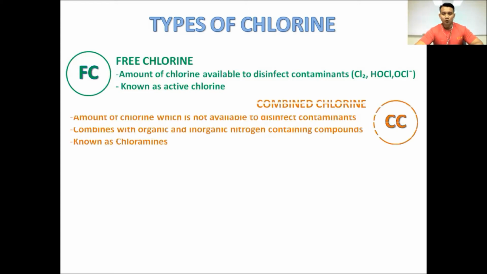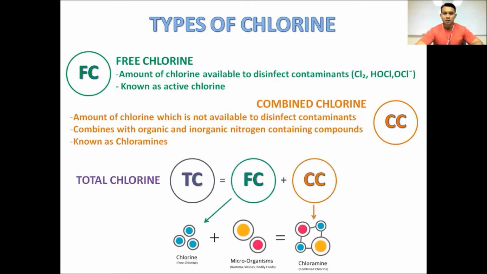Next is combined chlorine, where it is the amount of chlorine which is not available to disinfect contaminants. It combines with organic and inorganic nitrogen-containing compounds, and it is also known as chloramines. The last one is total chlorine, where total chlorine is a combination of both free chlorine and also combined chlorine.